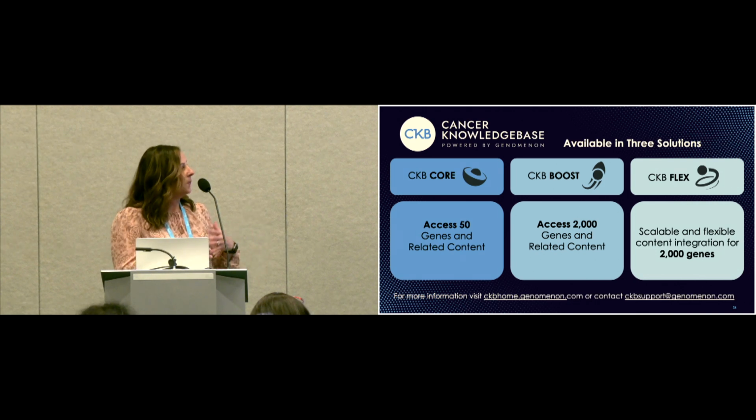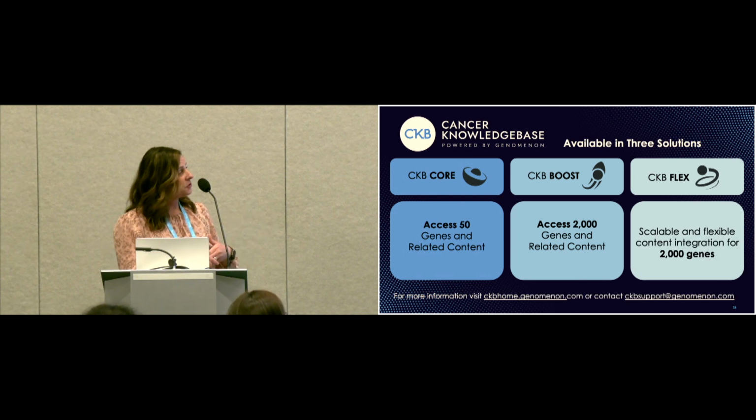All right, so now that we've gone through some cases, you've seen how you can leverage both CKB and Mastermind. We do have CKB available in 3 solutions. So CKB Core, this is our free version. You have access to 50 genes and all of the related content to those 50 genes. There's also CKB Boost, which is web-based as well, requires a subscription. In this case, you have access to just over 2,000 genes and all the related content. That also includes just over 47,000 variants curated in CKB. And those screenshots that I showed you previously were from CKB Boost.